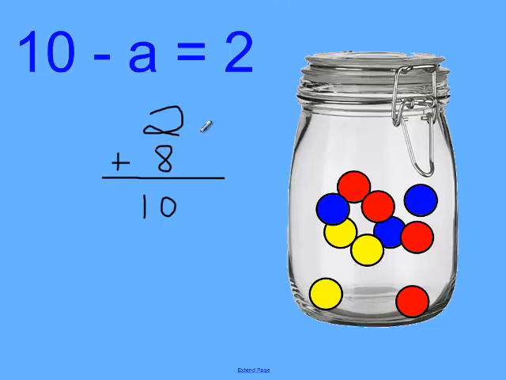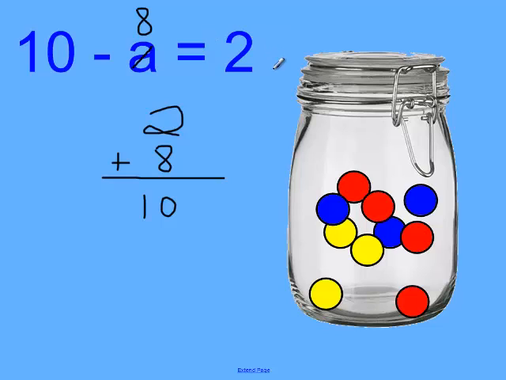Okay, so we're going to check. 2 plus 8 equals 10. That's correct. So if we do that process backwards, we started with 10. Let's try our number. We're going to take 8 away, and we should be left with 2. You need to ask yourself, does that make sense? 10 minus 8, we're left with 2.